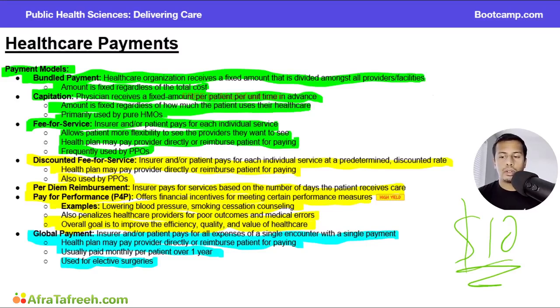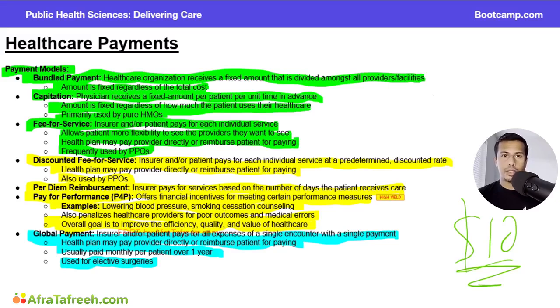The cool thing about global payment is that that money that you pay, that single encounter with that single payment, that's going to cover everything that has to do with that procedure. So all of the pre-operative visits, the surgery itself, the post-operative visits, all that is going to be covered under that one lump sum that you paid up front. And if you're the patient and you paid it, you will be reimbursed once a month for a total of a year. Really, global payment, the purpose of that is going to be to kind of cover all of the expenses all at once.